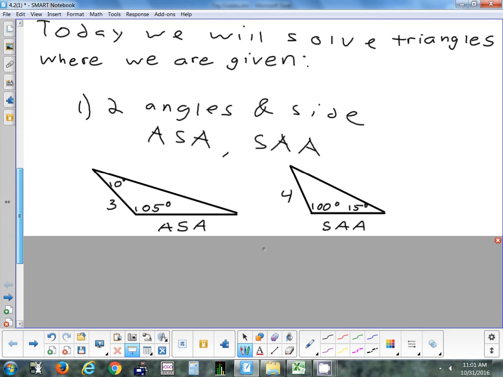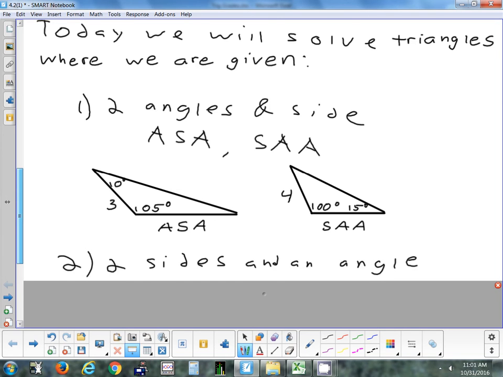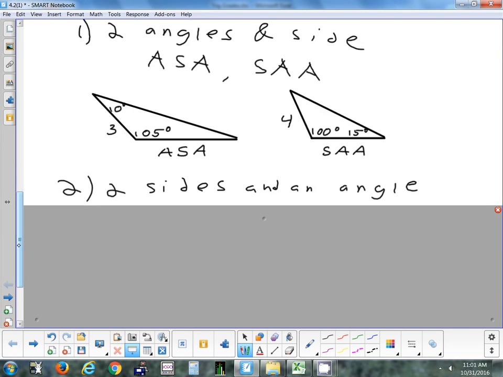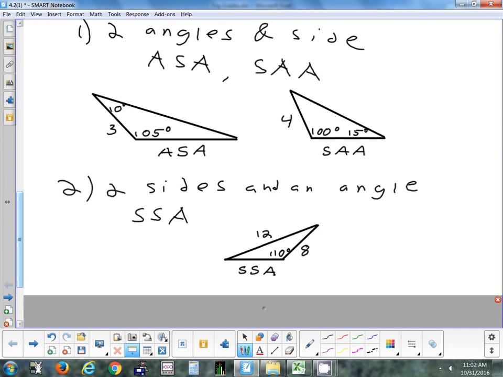So, two angles and a side. That's one type we'll look at. And the other type is two sides and an angle. Specifically where you have two sides and the angle not between the two sides. Either angle, not between the two sides. So I've given you a side, and the angle I gave you is not the one between the two sides. The one between the two sides is at the top here.